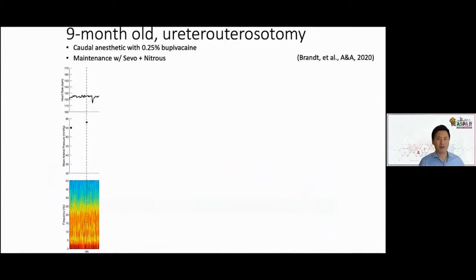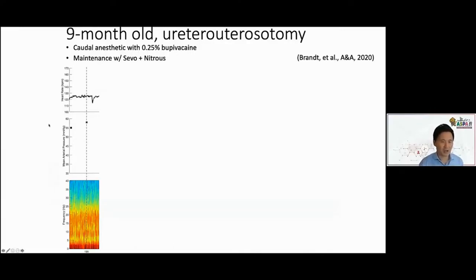This is a 9-month-old patient receiving a ureterostomy. Anesthesia was maintained with sevo plus nitrous, and there was a caudal anesthetic with 0.25% bupivacaine.